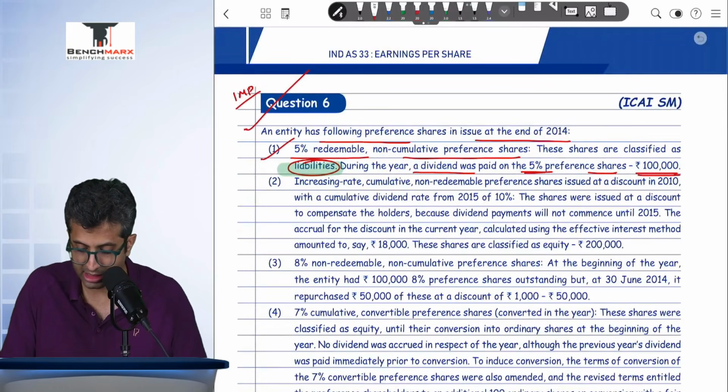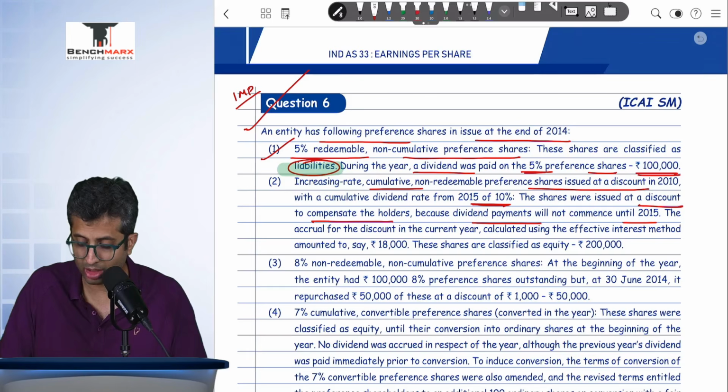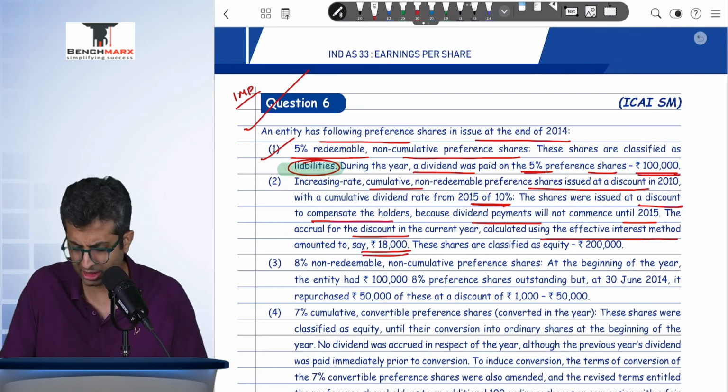Second, increasing rate, cumulative non-redeemable preference shares issued at a discount in 2010. Okay, and a cumulative dividend comes at 10%. These shares are issued at a discount to compensate the holders because the dividends will not commence till 2015. The accrual of discount in the current year calculated using effective interest method is say 18,000.